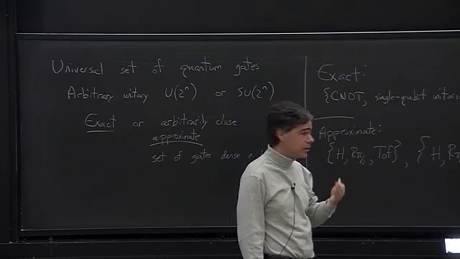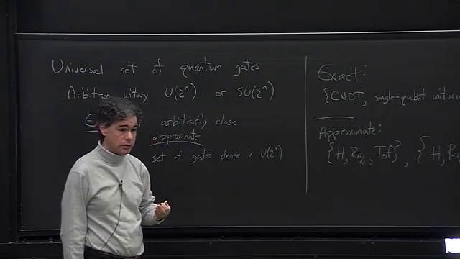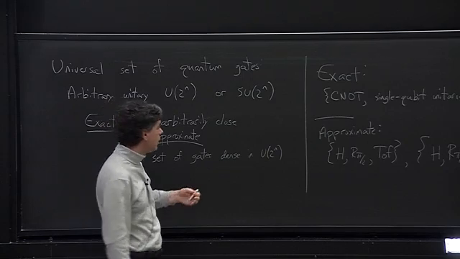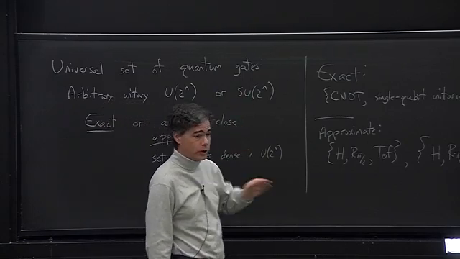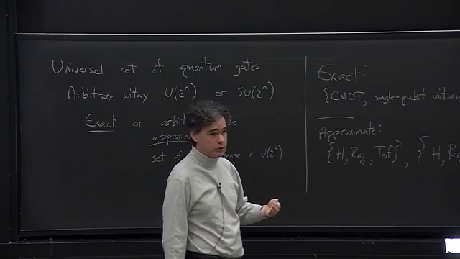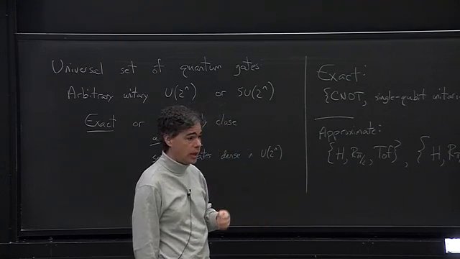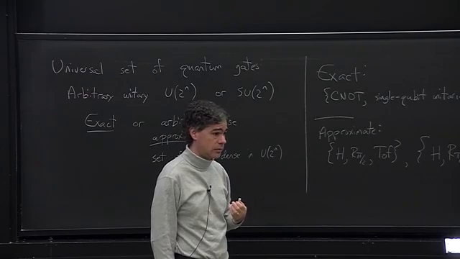But some functions and some unitaries you can make with many, many fewer gates. And that's the whole point of the study of algorithms and complexity, to understand what functions you can make efficiently with a relatively small number of gates, and which ones require many, many gates. OK?